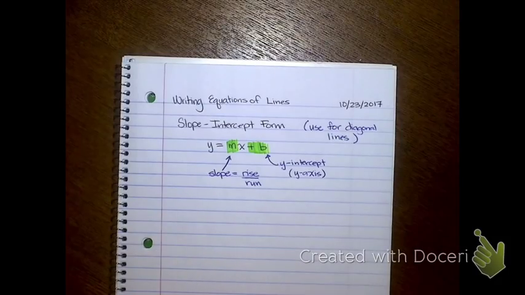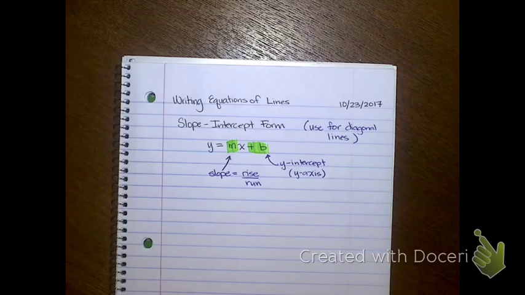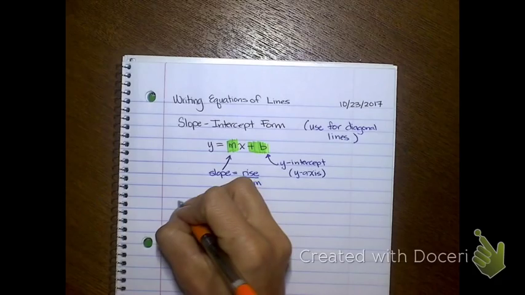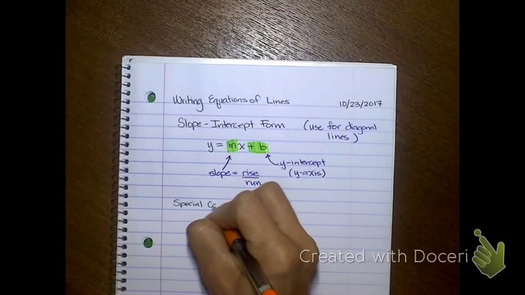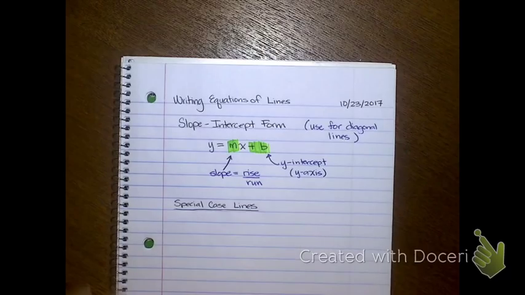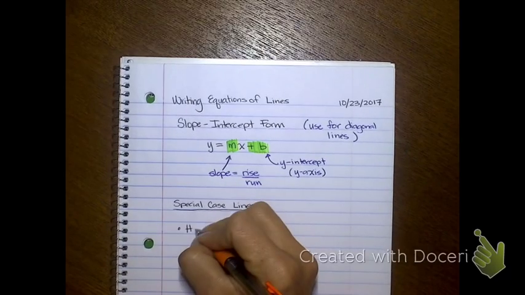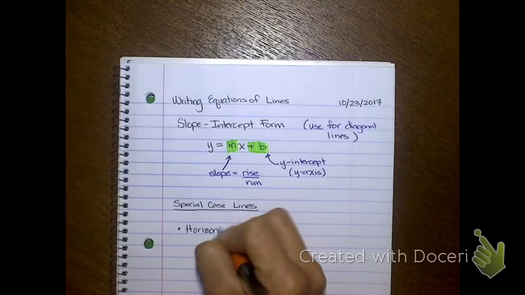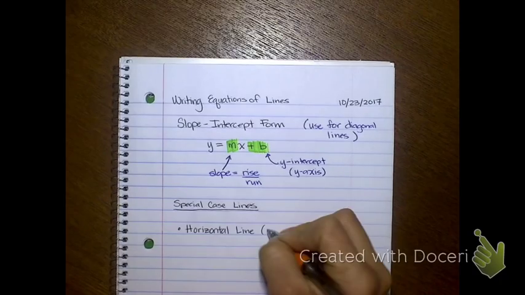We're going to write a couple more things down. So, if you have some special cases, these are non-diagonal lines. These are like if I have a horizontal line. Remember, horizontal line means that it's going side to side. This line has a zero slope, right?